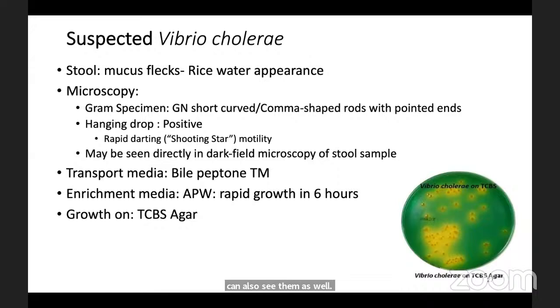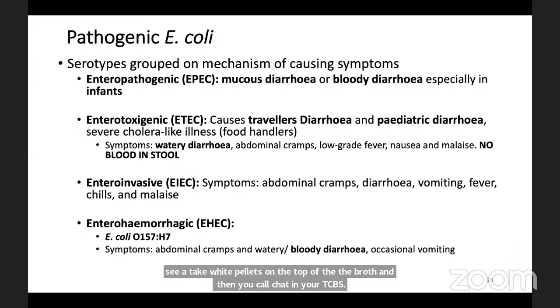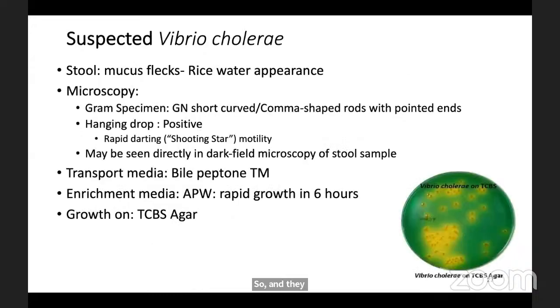So you can enrich your stool sample in alkaline peptone water, and rapidly grow. You see a thick white pellet on the top of the broth, and then you culture in your TCBS. So, and you'll see them as yellow colonies here, like you see here.